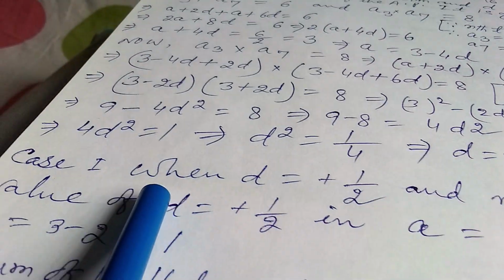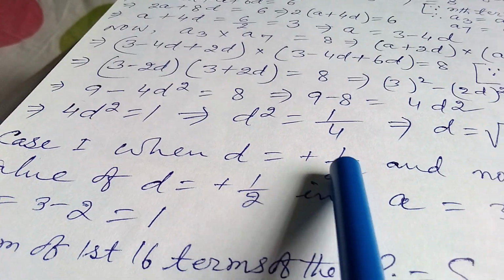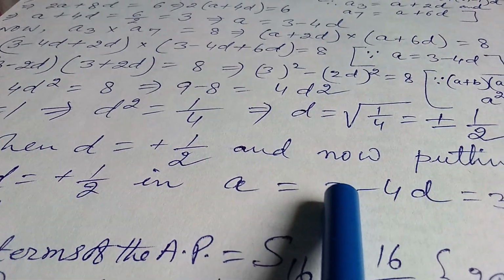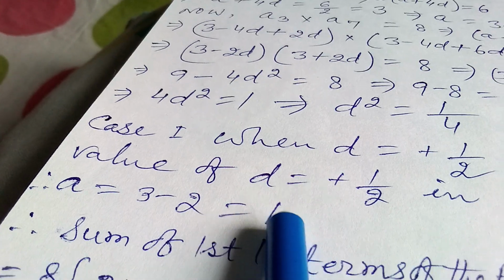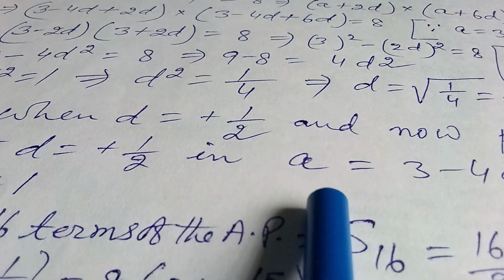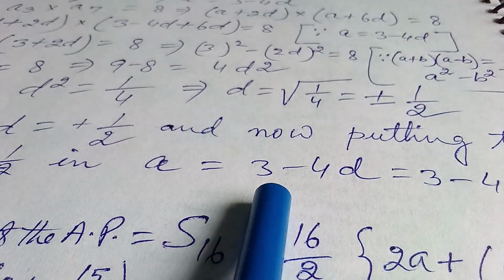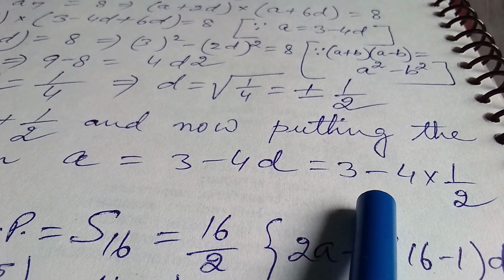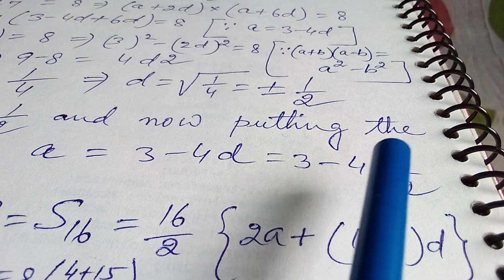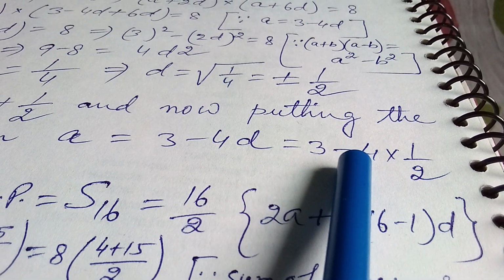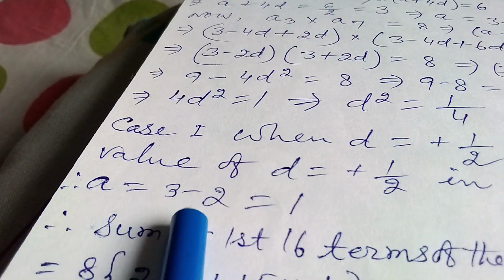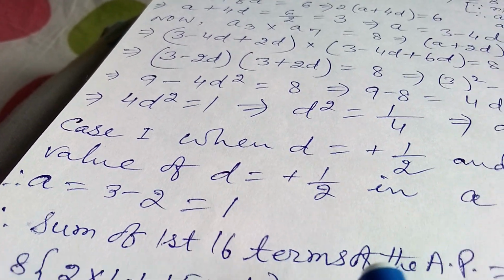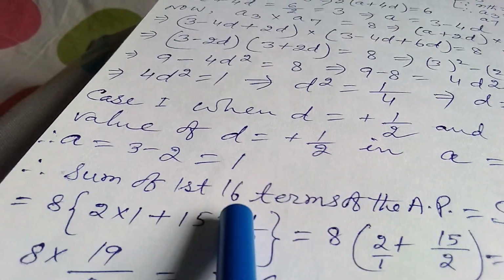So now, case 1: when D equals plus 1 by 2. Now we put the value of D equals plus 1 by 2 in A equals 3 minus 4D. Then we get 3 minus 4 into 1 by 2. So 2 into 4, it will be cancelled. So 3 minus 2, that is equal to 1. So A equals 3 minus 2, that is 1. So the first term is 1.